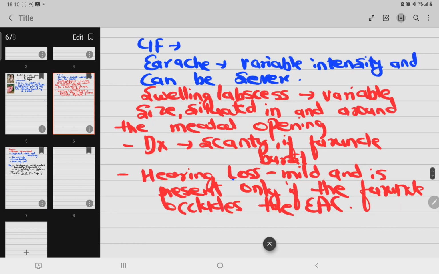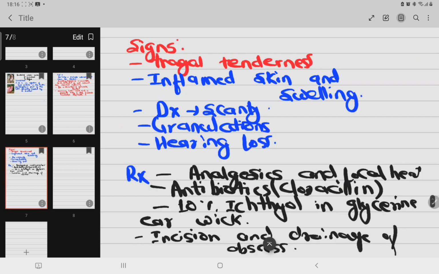So there is earache of variable intensity, which can be severe, and swelling or abscess of variable size, situated in and around the meatal opening. There is discharge, and hearing loss is mild and present only if the furuncle occludes the EAC. The signs are tragal tenderness, inflamed skin and swelling, scanty discharge, granulation tissue, hearing loss, and sometimes palpable lymph nodes.